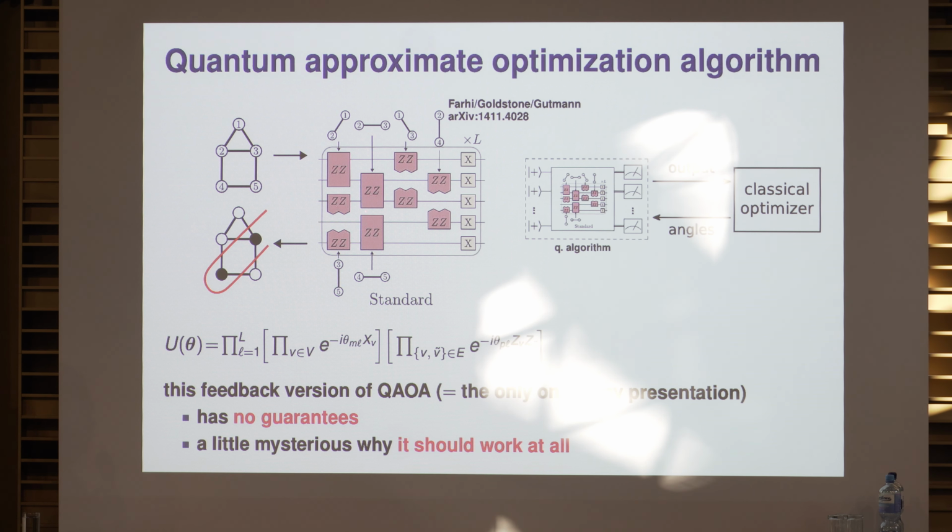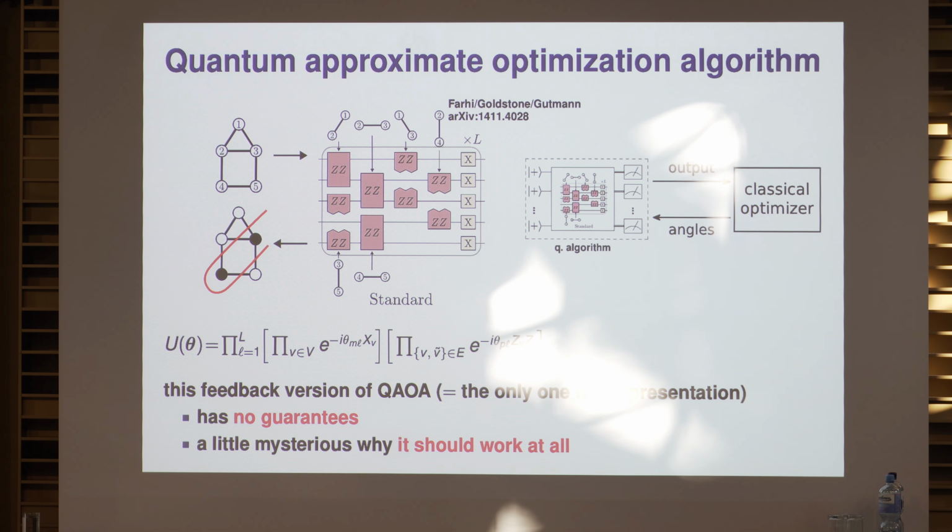You take the edges in your graph and put some ZZ interaction into your circuit, and then at the end you have X interaction on each qubit, and you have one angle for all of the ZZ ones and one for the X. Formally, you can write the corresponding circuit here, and you have multiple layers of this. And what you're doing is, with a classical optimizer, you try to optimize the angles. And then at the end, you measure, and you hope to find the ground state.